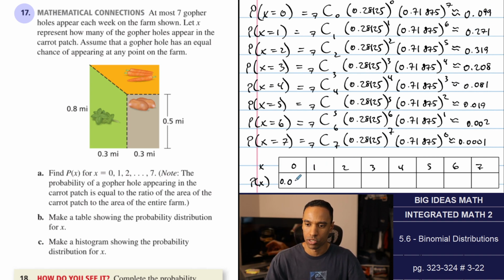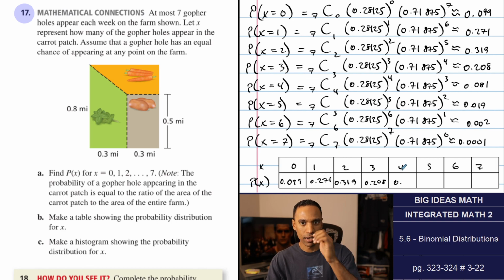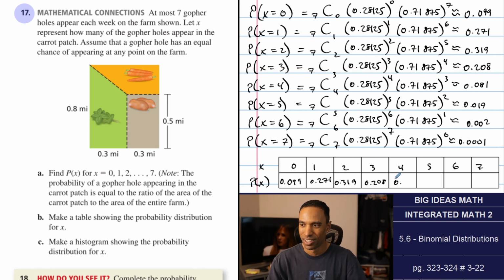So, 0.099. I don't know why they have me do the two different things. They're kind of the same. 0.319, 0.208. This is very black blindness. There's a lot of black on the screen. 0.081, 0.019.